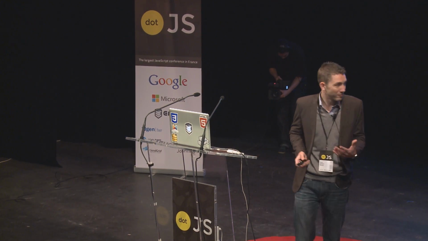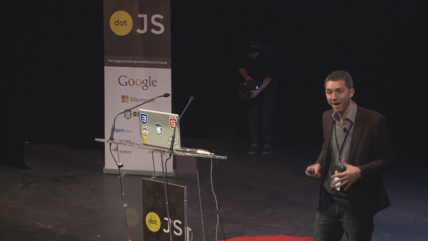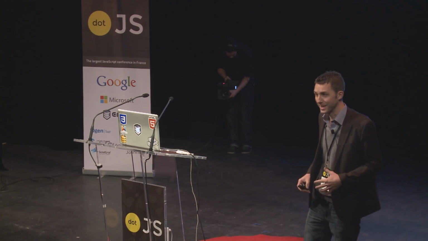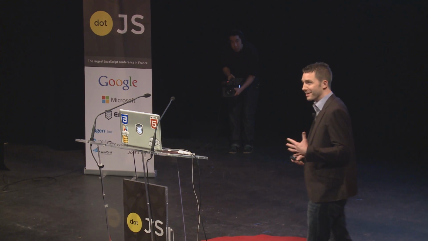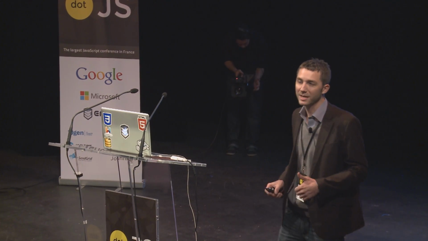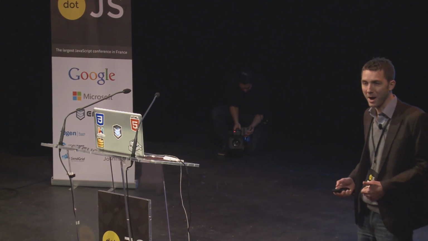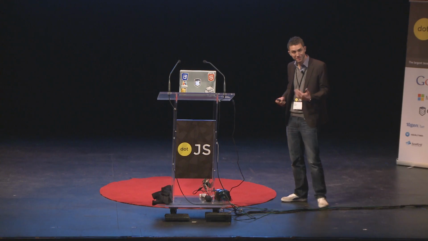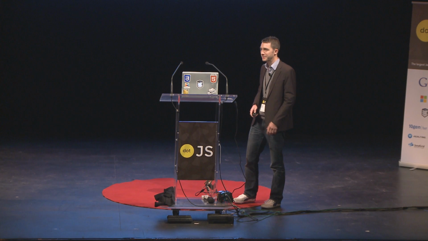And Enyo is a framework for creating native quality applications on the web stack. And today I'm going to try and make the argument, try and convince you guys that the web really does need a better object-oriented programming model for creating applications, specifically if you're trying to create native applications.